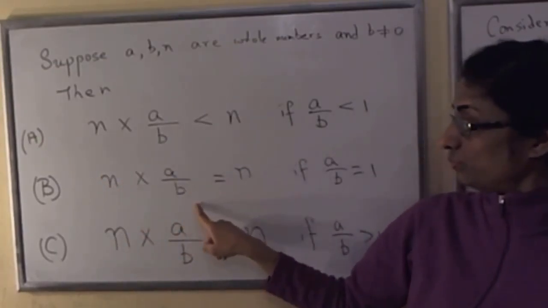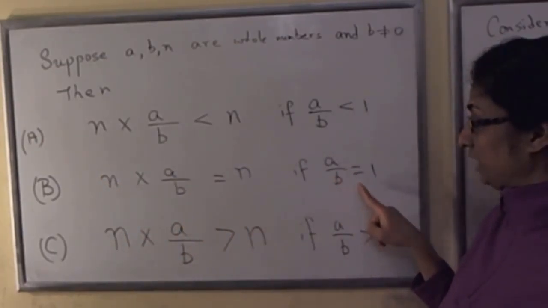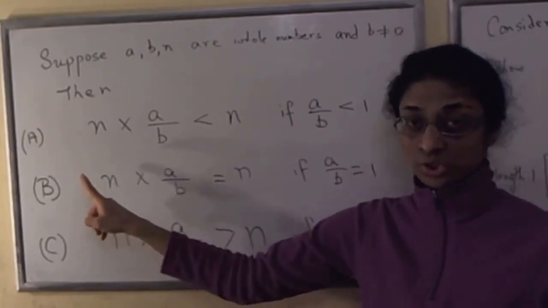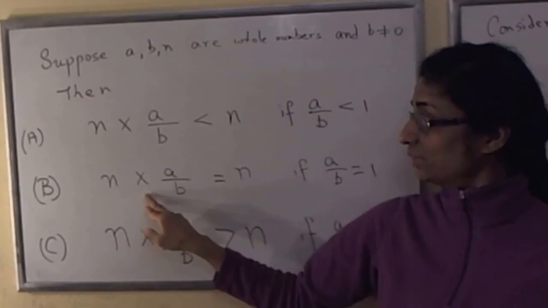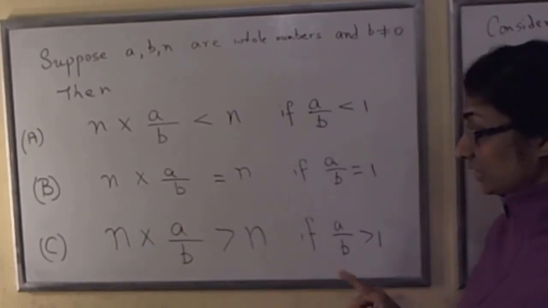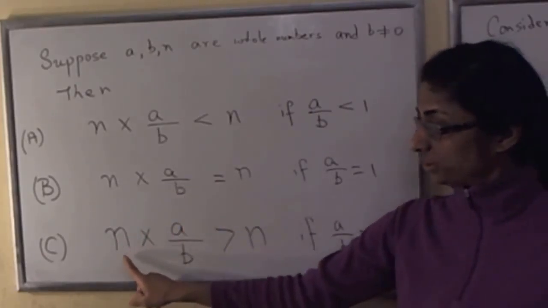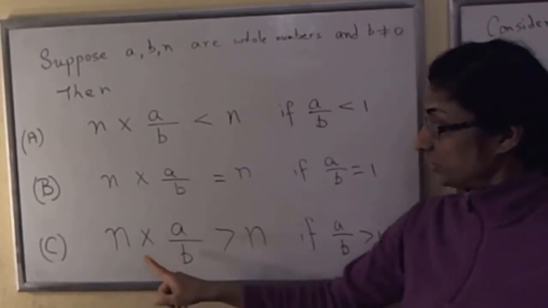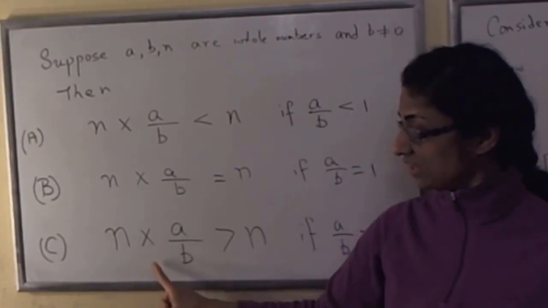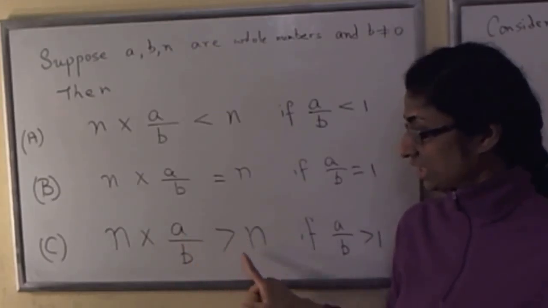n times a over b equals n if a over b equals 1. This is an easy situation. If you simply replace a over b by 1, you already know n times 1 equals n. This is the scenario where you multiply n by a fraction that's greater than 1. If you do so, then this is what happens. n times a over b is greater than n.